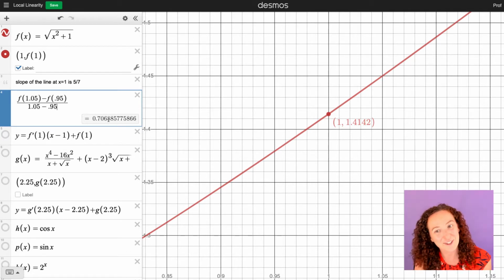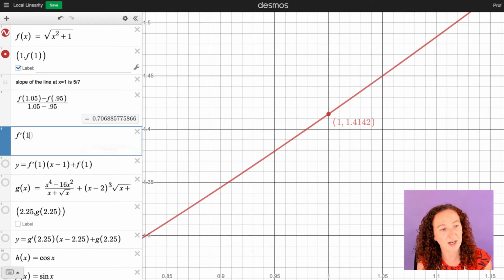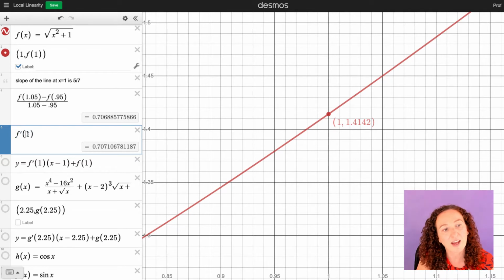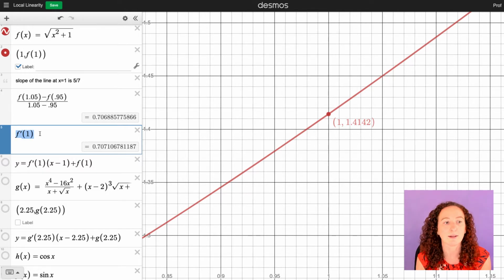Now, another way that I can do this in Desmos is I can use the following notation. I can use f prime evaluated at x equals 1. What this notation means is find the slope of the line when we have zoomed in at the point x is equal to 1. Some of you have taken calculus before, and you might recognize this as the derivative at a point. And yes, it is the same thing. For right now, though, because we're just working on these big ideas, I want you to think of f prime of 1 as the slope of the line if you were to zoom in at x equals 1.